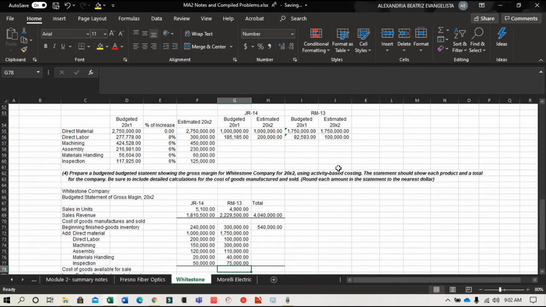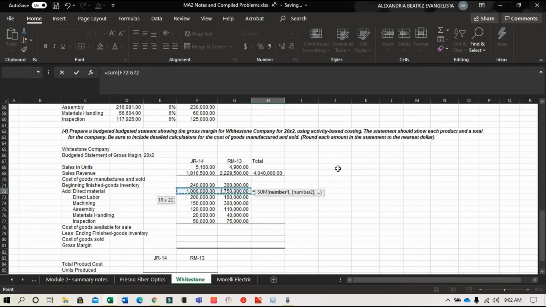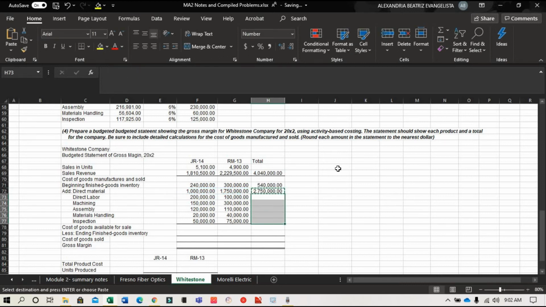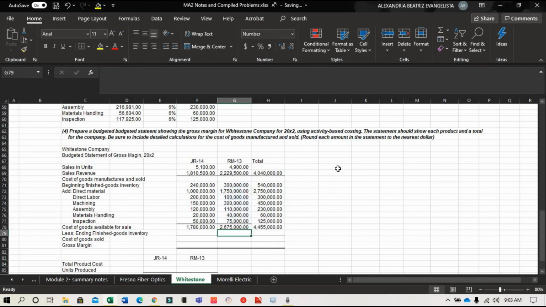So now let's just get the totals. The cost of goods available for sale for JR14 is 1,780,000, and for RM13 that is 2,675,000, and the total cost of goods available for sale for the whole company is 4,455,000.